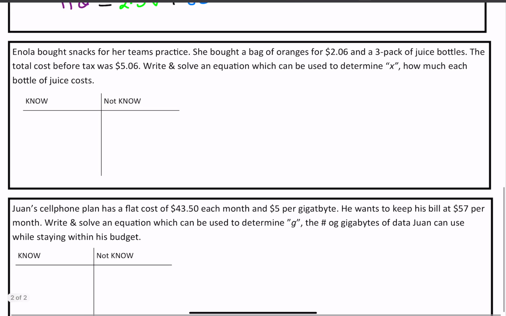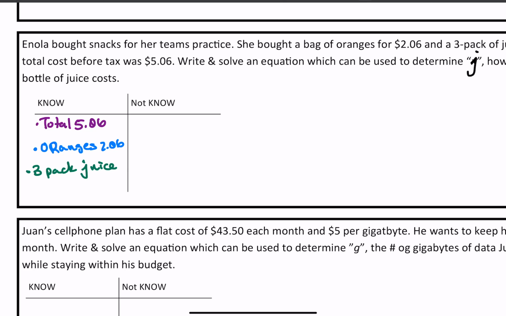Next problem says Enola bought snacks for her team's practice. She bought a bag of oranges for $2.06 and a 3-pack of juice bottles. The cost before tax was $5.06. We're going to write and solve an equation to figure out, we said J for how much juice costs in class. So let's write out what we know and what we don't know. All right, so we know the total is $5.06. We know the oranges were $2.06, and she bought a 3-pack of juice. What we don't know is J for cost of juice.